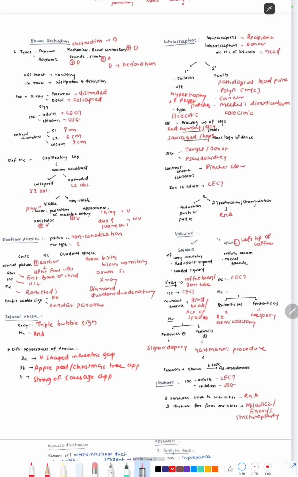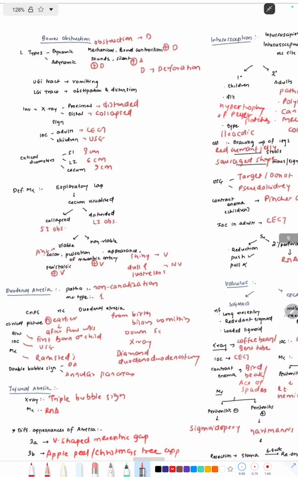Now moving on to the next, that is bowel obstruction. There are two types of bowel obstruction, either dynamic or adynamic. The difference is that mechanical obstruction is present in dynamic, and bowel contractions are present in dynamic. Bowel sounds can be heard in dynamic obstruction, and there is a silent bowel seen in adynamic obstruction. However, a silent bowel is present in dynamic obstruction only when there is a perforation.